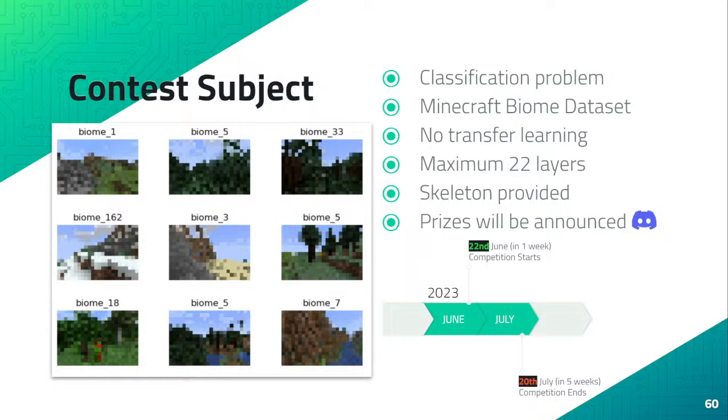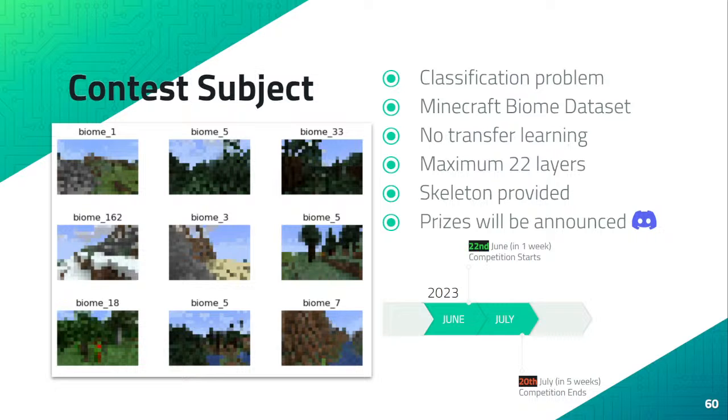The given data in the contest is screenshots of the video game Minecraft, and each screenshot is not inside a building or something. It's just a screenshot of the vanilla game in every single biome. You need to classify each screenshot as which biome it is. For instance, this one is purely a forest biome, dark oak, I think. You have plains, snows, desert, etc.